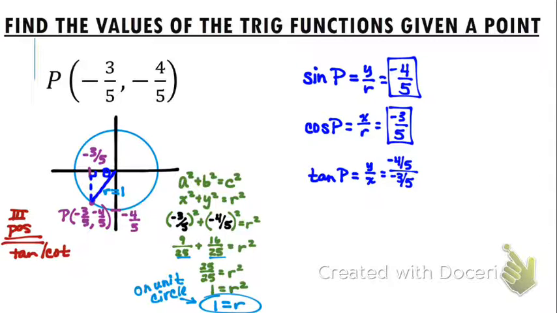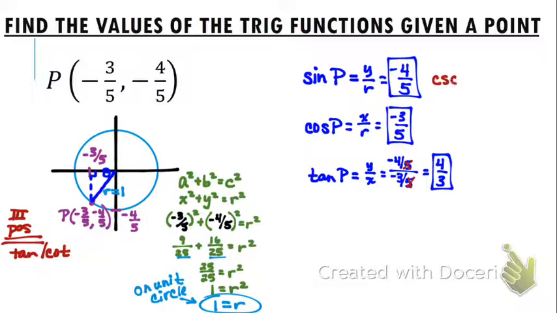Is there anything that you notice both numerator and denominator? They both have a denominator of 5, right? That means that part's going to cancel out. So what is my tangent then? 4/3. Let's go do our reciprocals.